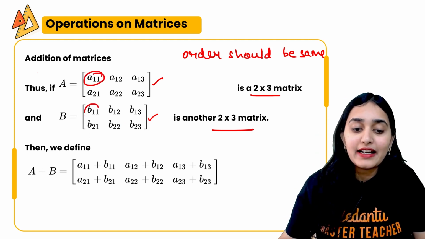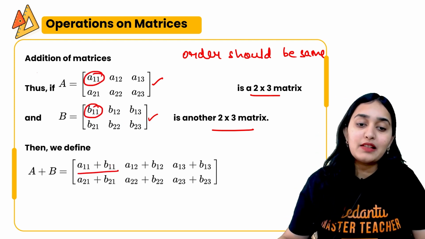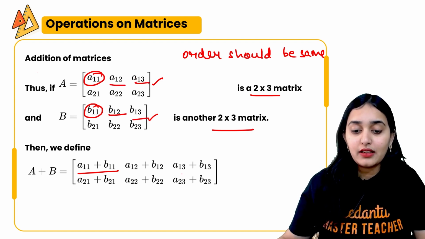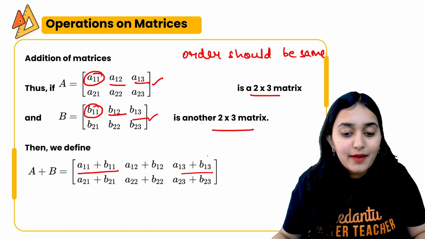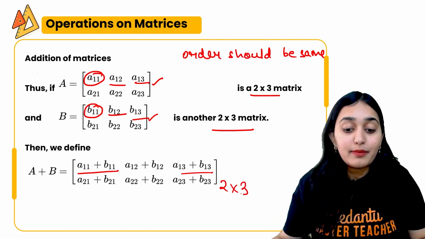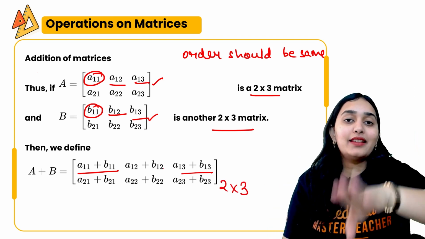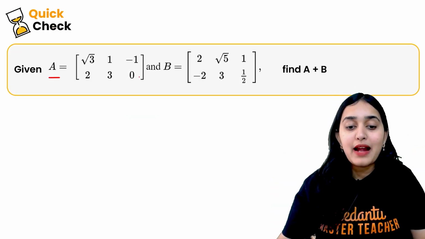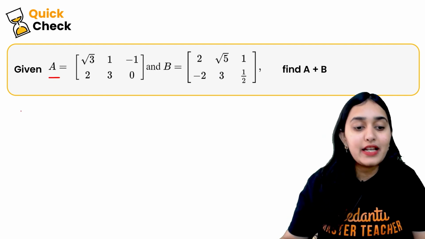First element added with first element. A11 plus B11. A12 plus B12. A13 plus B13, like this. So, same a 2 cross 3 matrix will be formed by just adding the respective elements. Okay, let me show you an example. If A matrix is this, B matrix is this, find A plus B.